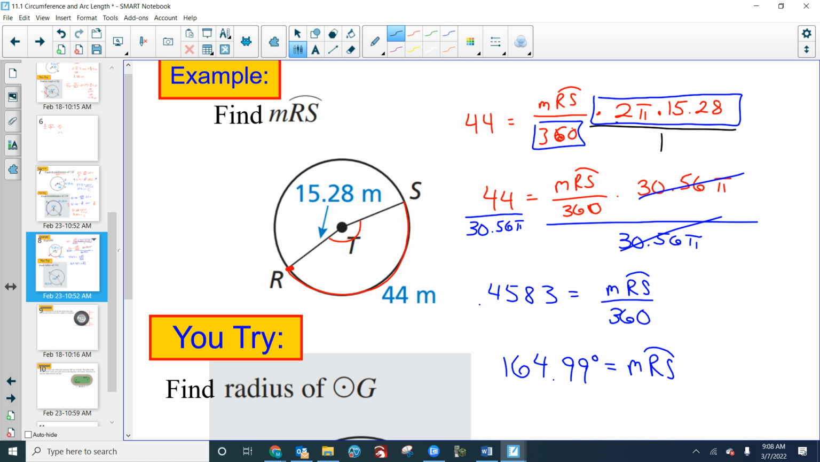You're only doing this when you're trying to find the measure of the arc. The measure of that arc. This is not an arc length problem. Look, I know the arc length, 44 meters. I know the radius. I'm just trying to find the measure of that arc in degrees. Okay?